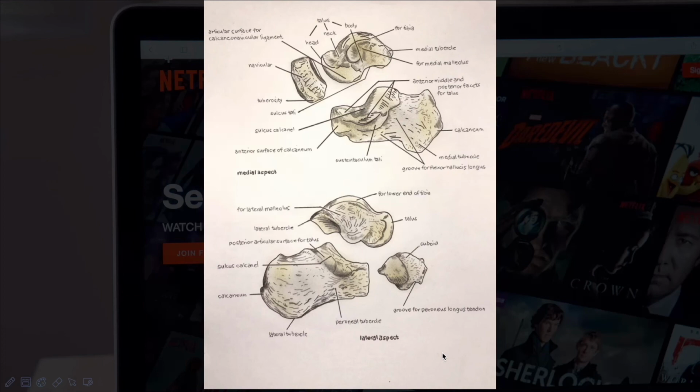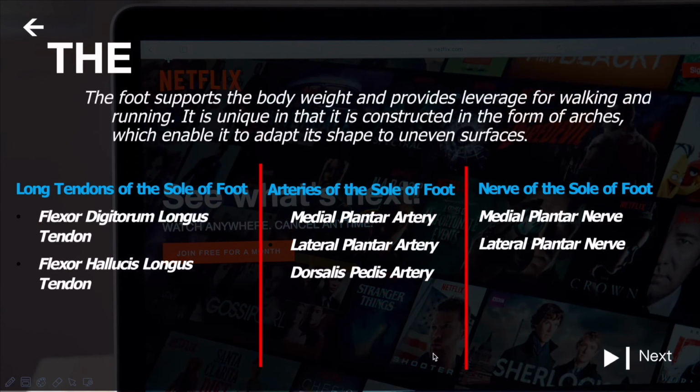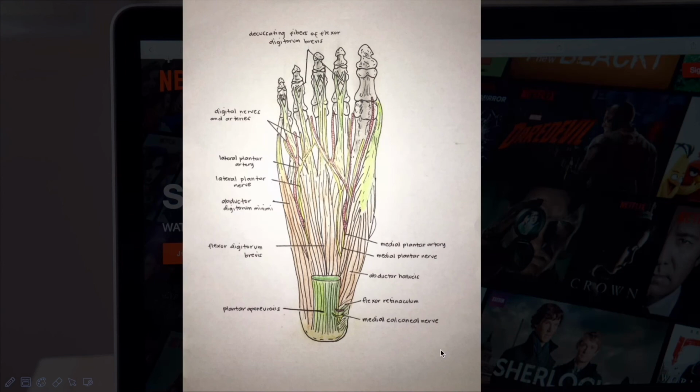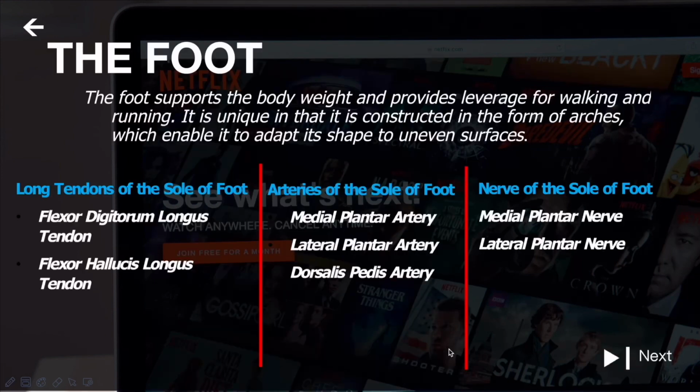This is a type of tarsal which is the calcaneum. This is the largest of the tarsal bones. It forms the heel and articulates with the cuboid anteriorly and the talus superiorly. The foot. The foot supports the body weight and provides leverage for walking and running. It is unique in that it is constructed in the form of arches, which enable it to adapt its shape to uneven surfaces. Long tendons of the sole of foot include flexor digitorum longus tendon and flexor hallucis longus tendon.